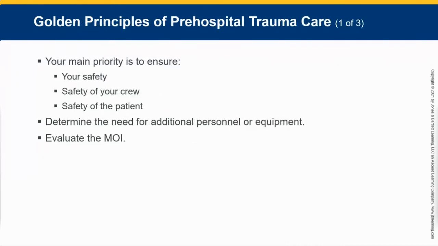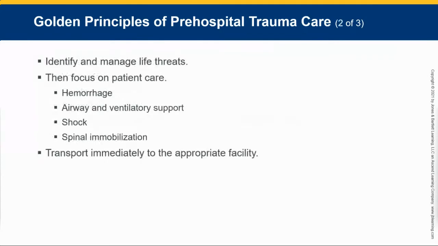So when we're treating multi-system trauma, or we're treating any traumatic injury, your main priority is going to be your safety, and in order, your personal safety, then the safety of your crew, then the safety of your patient, and then the safety of any collateral people around, okay? And in that order. You'll need to determine the need for additional personnel or possibly even specialized equipment and evaluate that mechanism of injury. And we do that by taking all those forces into consideration as to what has actually happened to our patient.